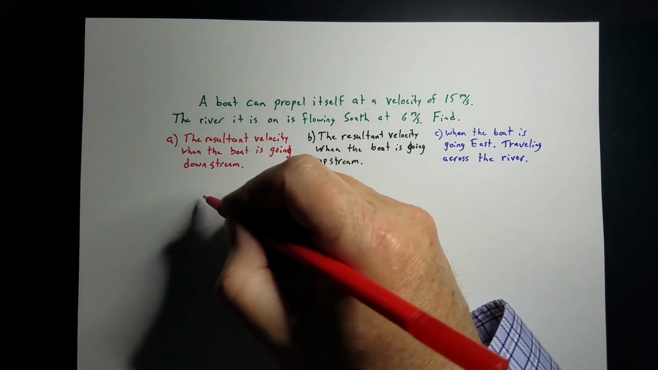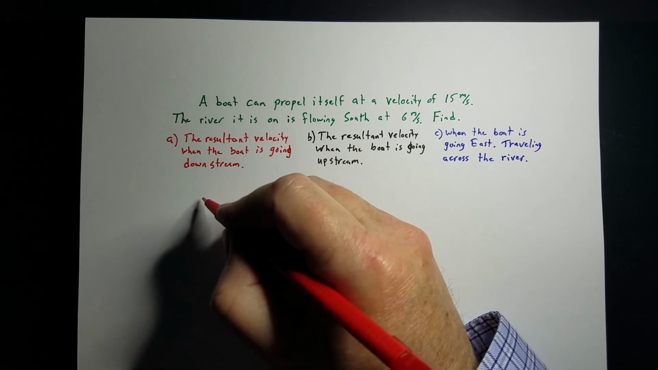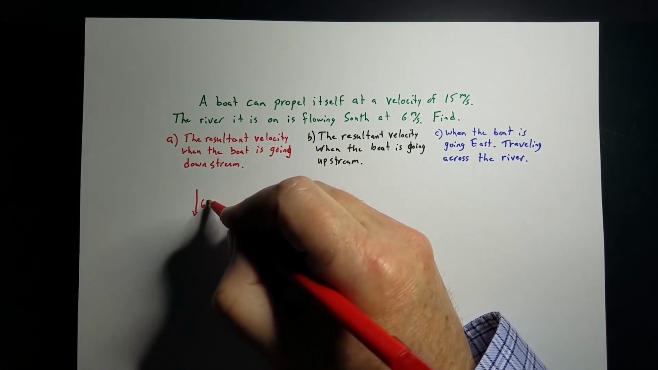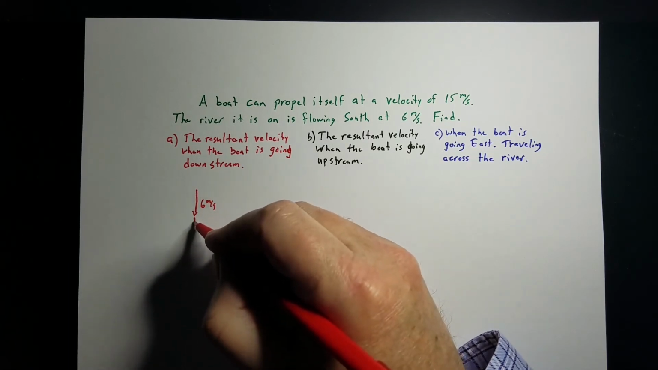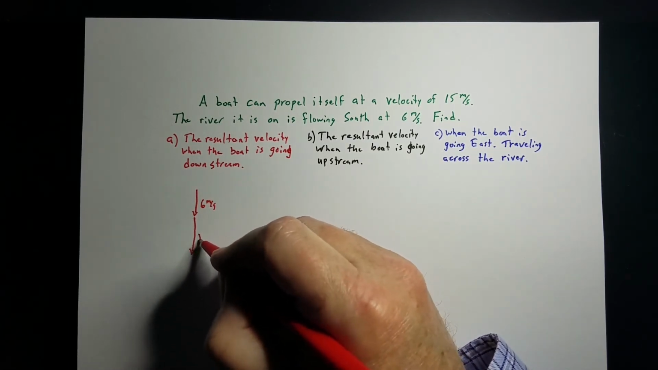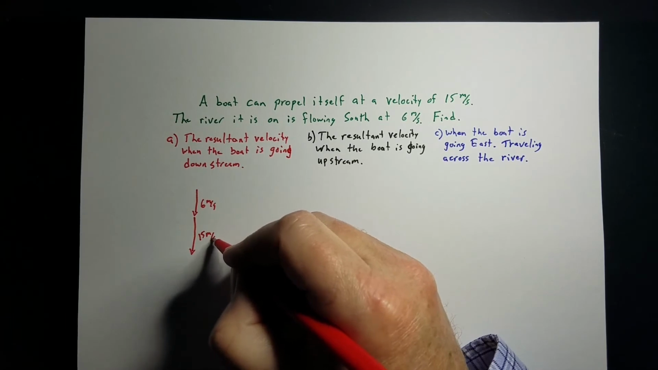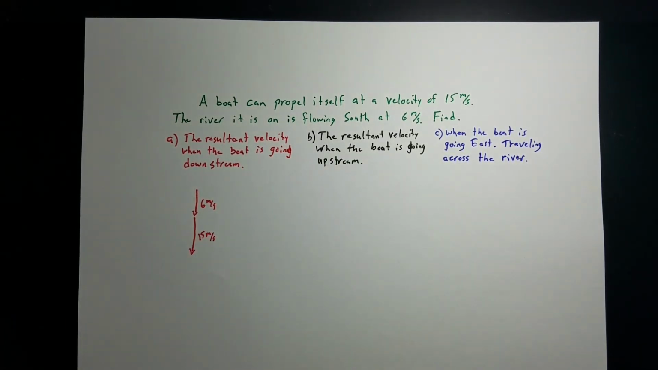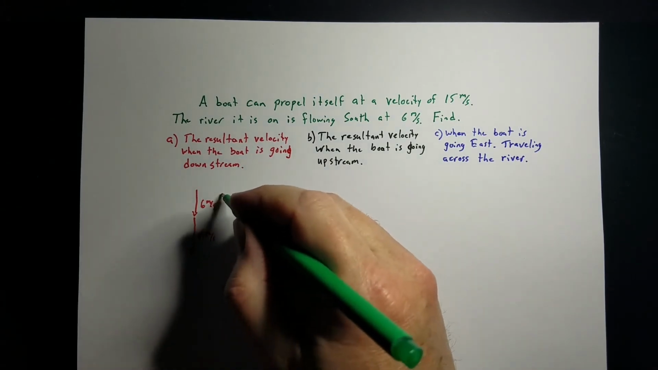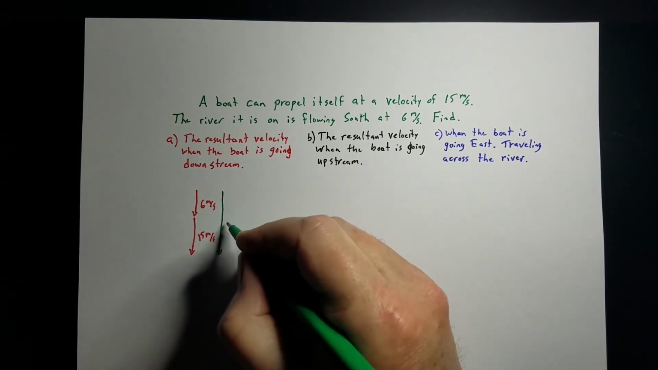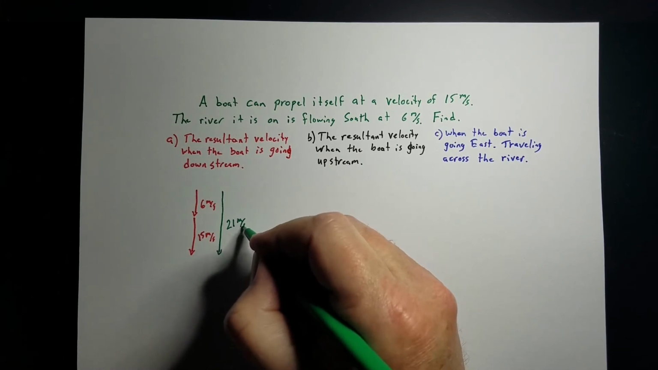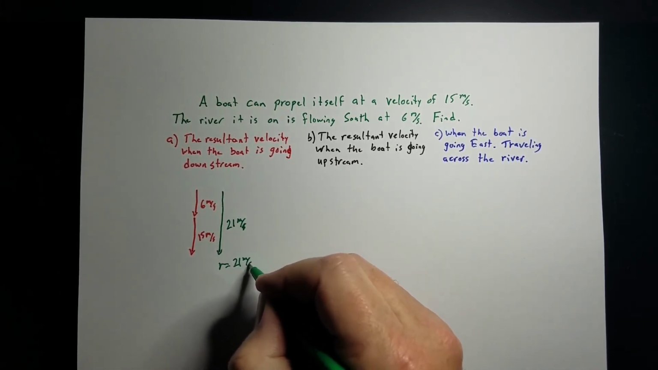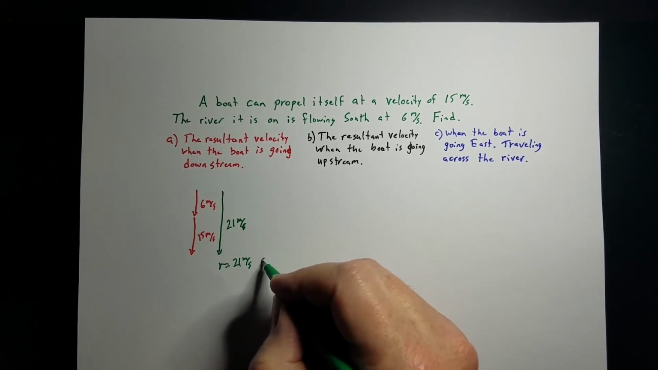Well, downstream means the boat is going with the river. So if the river is going south at 6 meters per second, and the boat's also going south at 15 meters per second, then the resultant velocity is just those two added together. So the resultant velocity would be 21 meters per second. So R equals 21 meters per second. In this case, it's south.